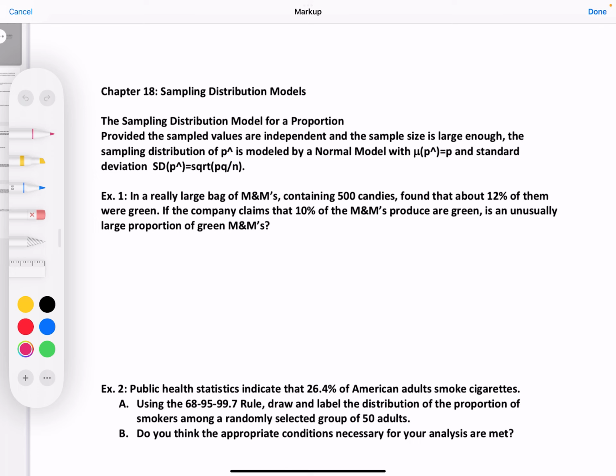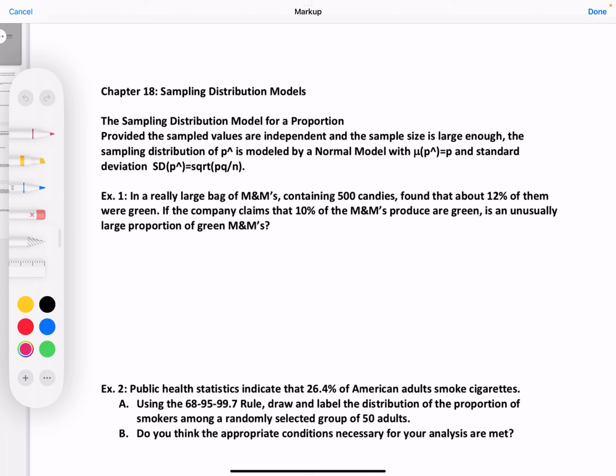So in a really large bag of M&Ms containing 500 candies, found that about 12% of them were green. If the company claims that 10% of the M&Ms produced are green, is this an unusually large proportion of green M&Ms?